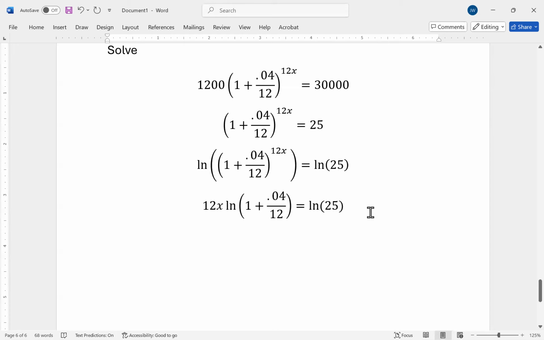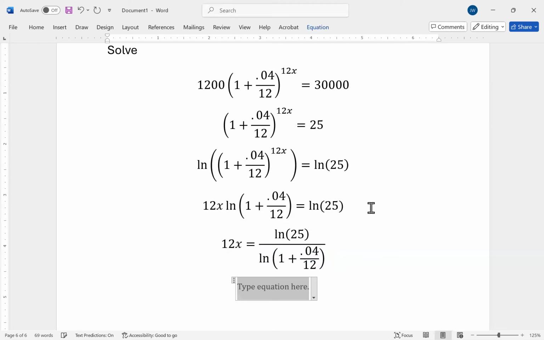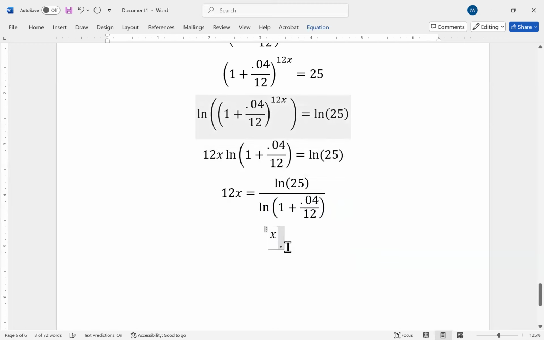Now, in order to solve for x, we actually are going to divide two things. I would probably start by dividing by the natural log of 1 plus 0.04 over 12. That's just the natural log of a number, so don't get thrown off by that. That would give me 12x is equal to the natural log of 25 divided by the natural log of that 1 plus 0.04 divided by 12 number. And then once I get that, I would divide that whole thing by 12.